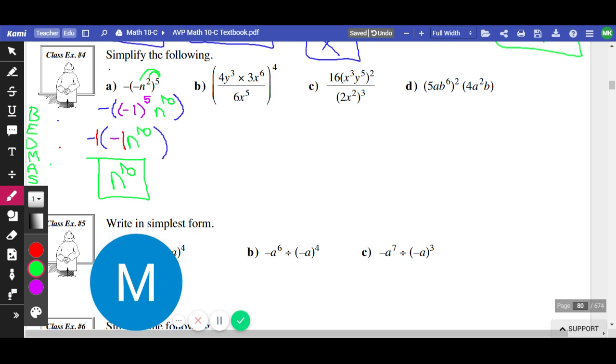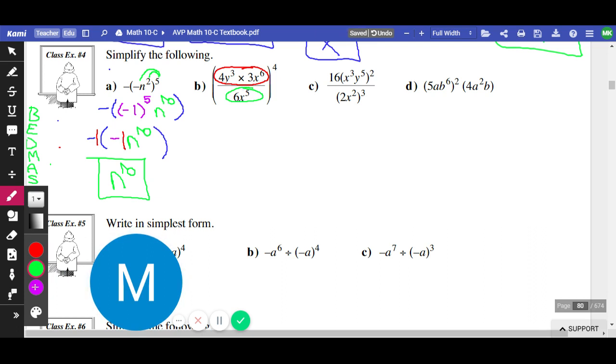All right, let's look at B. B is kind of a crazy one. We're going to follow BEDMAS. That means simplify anything inside the brackets first. That's your goal. When we look inside the brackets, we've got some stuff on the top, some stuff on the bottom. I think it's easier to deal with the stuff on the top first, then deal with anything on the bottom, then match the two ideas together.